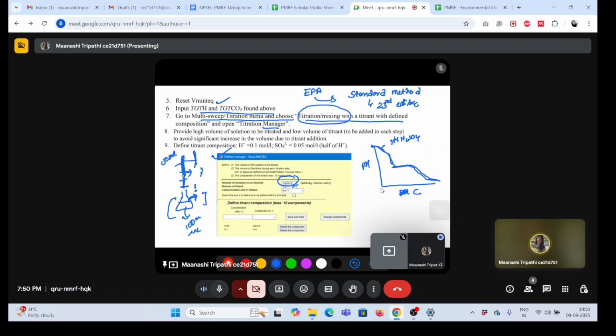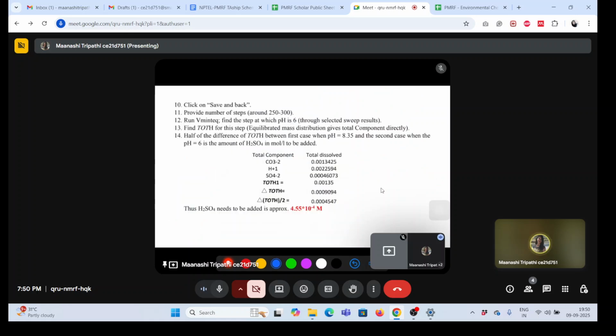But in Visual Minteq, we have a provision to take the volume of solution to be titrated as 50,000 and the volume of titrant as much less as possible. So here they are taking 5. We have the concentration of titrant and we can solve this and simply get all the answers. So the H2SO4 that needs to be added is approximately 4.55 times 10 raised to power minus 4 molar. If we solve this problem in the lab using a burette and all, we will not get any exact answer. At max we can go maybe to 4 times 10 raised to power minus 5.